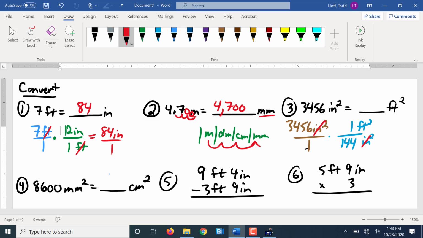So now the square inches cancel out, we multiply. 3,456 times 1 square foot is 3,456 square feet. And on bottom, 1 times 144 is 144. We divide to get 24 square feet. Good.